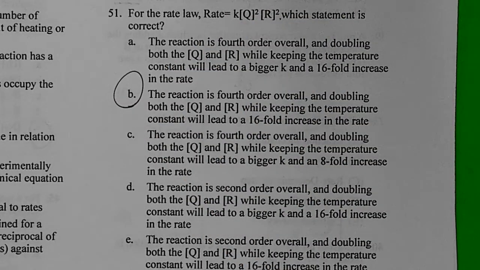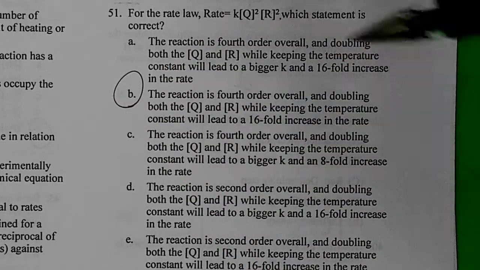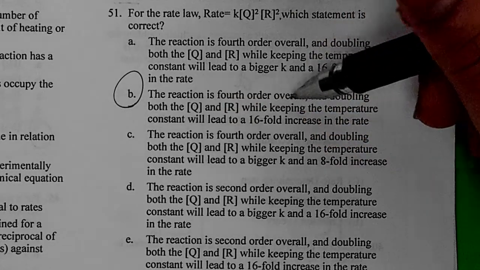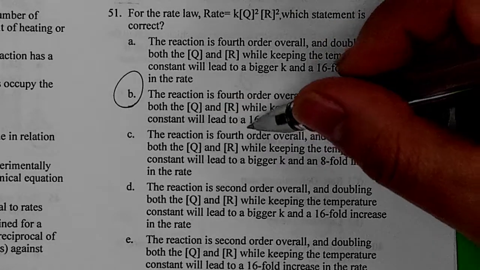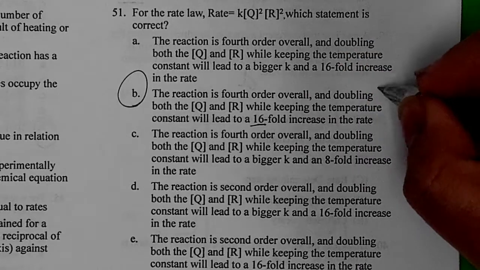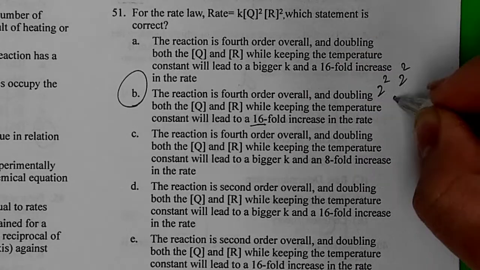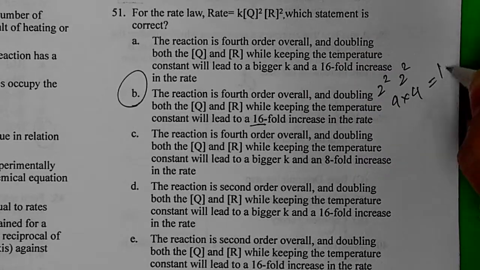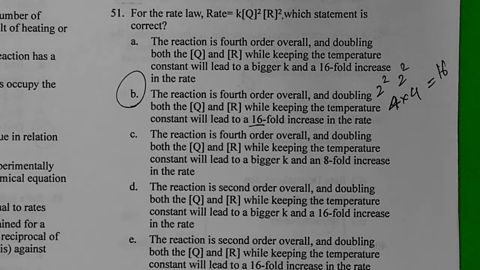Got it? Fourth order overall, 2 plus 2, that's 4. Doubling both while keeping the temperature the same. That's going to be 16 times because 2 to the fourth, that's 4 times 4, that is 16. Okay?